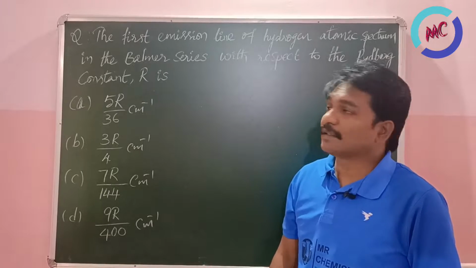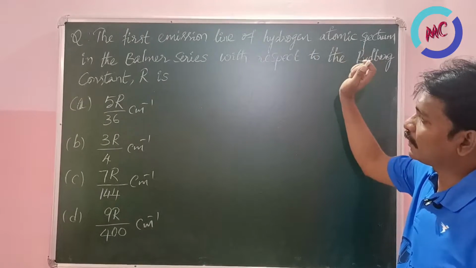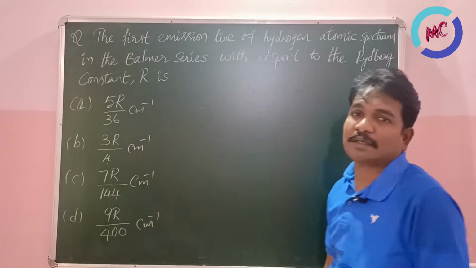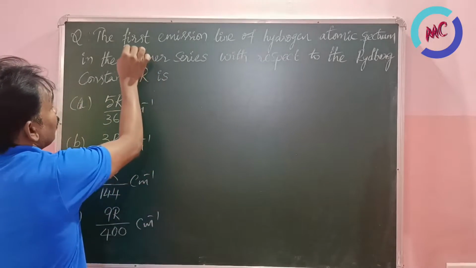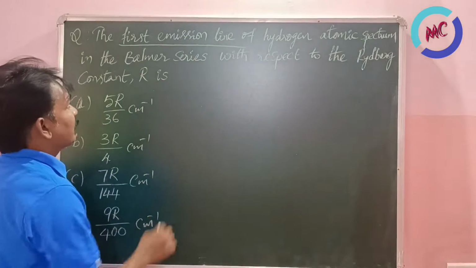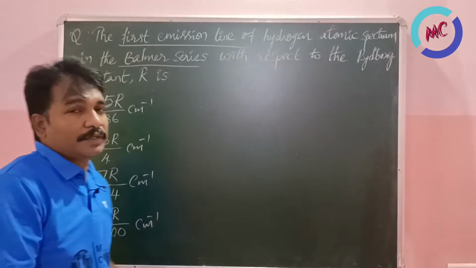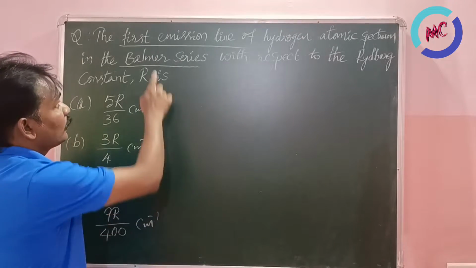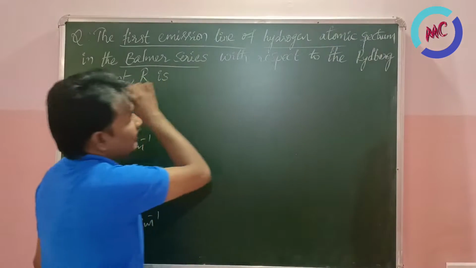Once you check the calculation given on the board: the first emission line of the hydrogen atomic spectrum in the Balmer series with respect to the Rydberg constant R. See here, first emission line. Here you have to understand the first emission line of the hydrogen atomic spectrum in the Balmer series. See here, instead of giving the values directly, they gave some hints. That is, first emission line, hydrogen atomic spectrum and Balmer series.